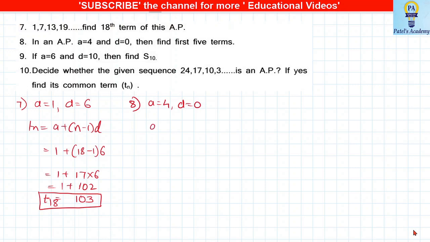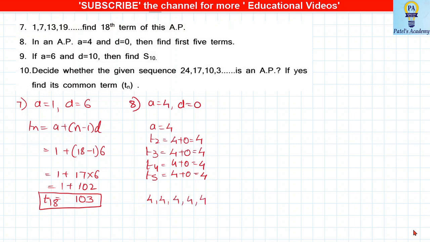How? Let's see. The first term is 4. So T2 is 4 plus 0 because we are adding the common difference. We got 4 again. T3 is again 4 plus 0. We got 4 again. T4 is 4 plus 0. And T5 is again 4 plus 0, 4. Okay, so the first 5 terms are going to be 4, 4, 4, 4, 4, because the value of D is 0.